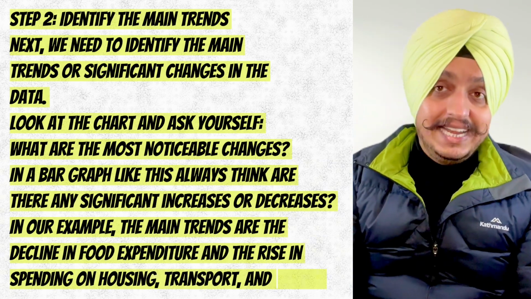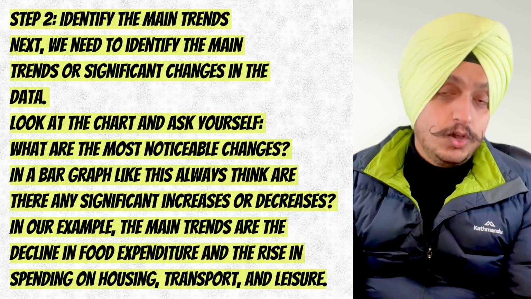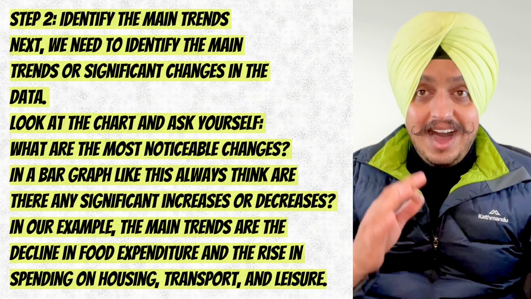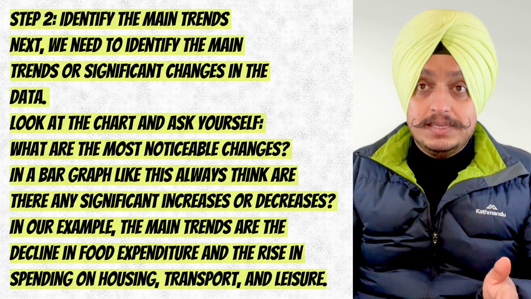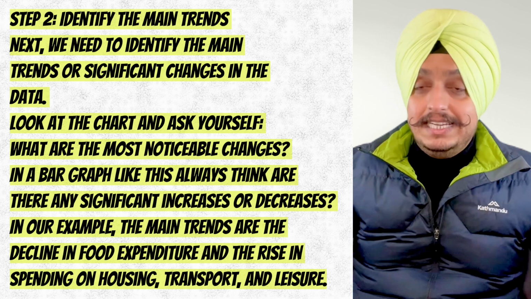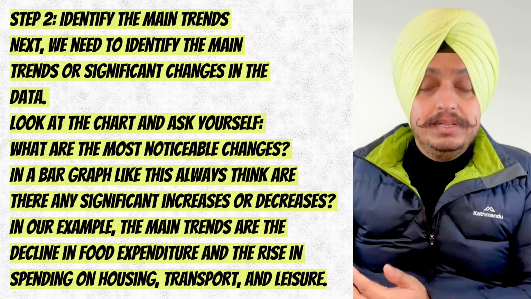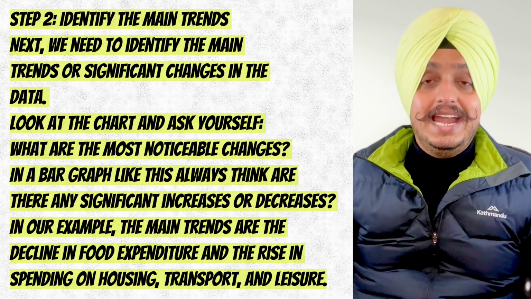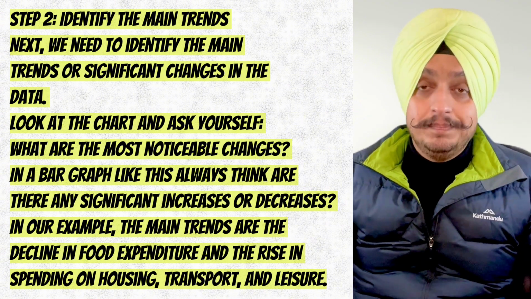Step 2. Identify the main trends. So we need to identify the main trends or significant changes in the data. Look at the chart and ask yourself, what are the most noticeable changes? In a bar graph like this, always think, what are the significant increases or decreases? So in our example, the main trends are decline in food expenditure and the rise in spending on housing, transport, and leisure.